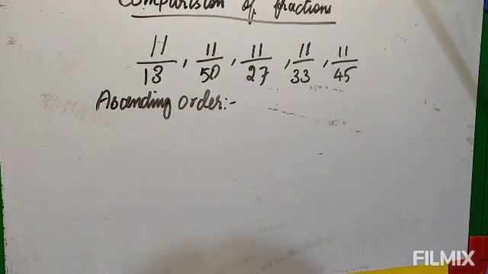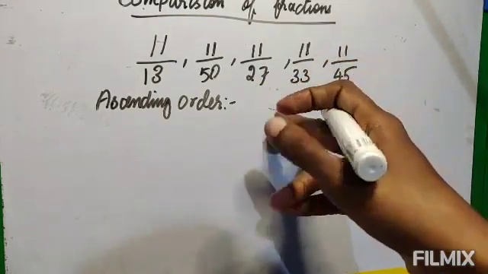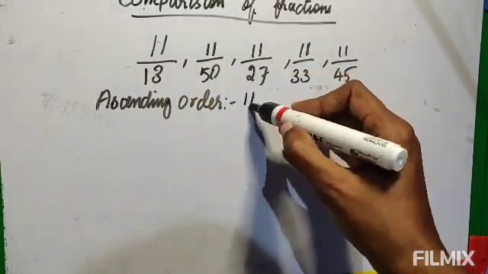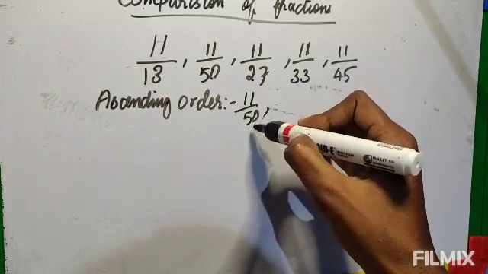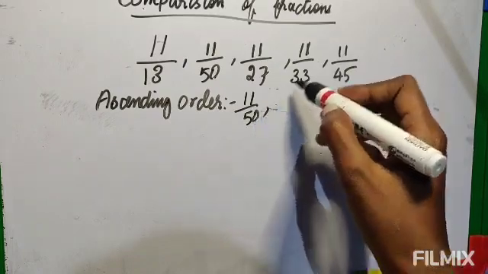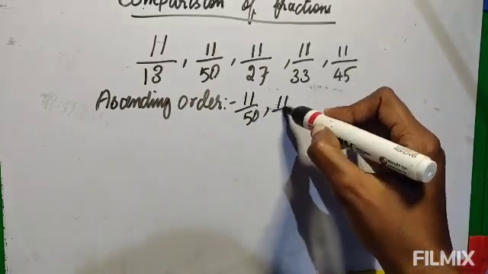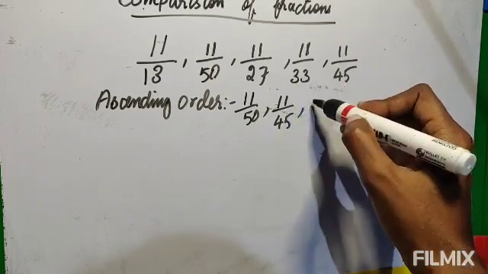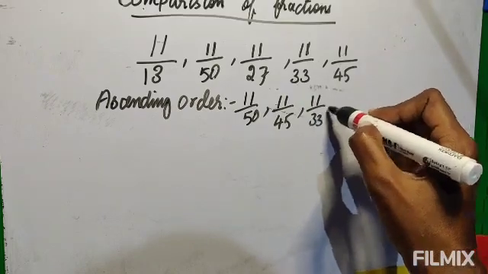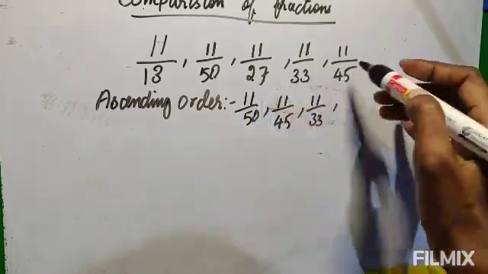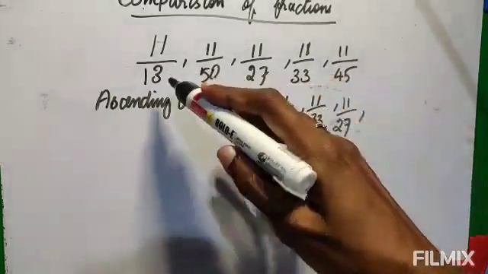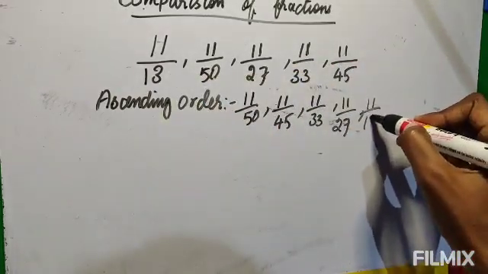Okay, let's write in ascending order. Ascending order, small to big. So here small means bigger denominator is the smaller one. Okay, so bigger one is 50. This is the smaller one. So 11 by 50. Then smaller than 50, 45. So 11 by 45. Again smaller than 45, 33. So 11 by 33. Smaller than 33, 27. So 11 by 27. Smaller than 27, 13. So it is 11 by 13.